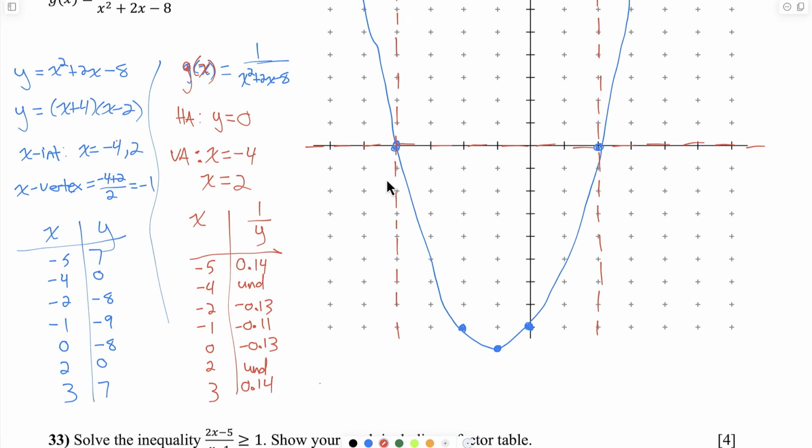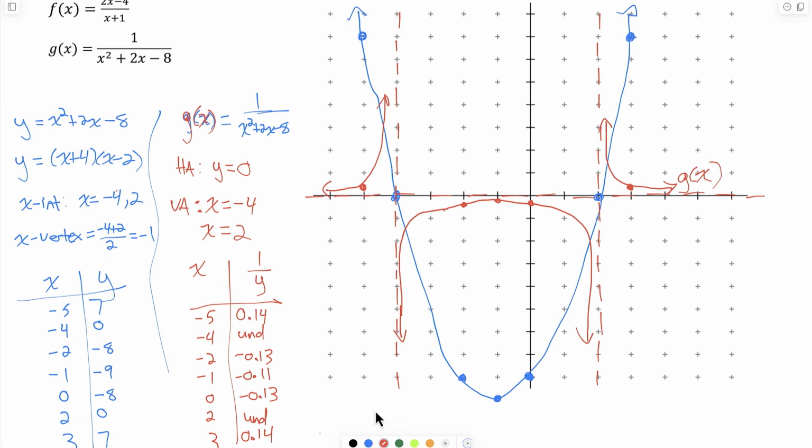And I'll plot all of those points. And there we have it. In red is my g at x function. Let me clear all this and sketch a graph of f at x.